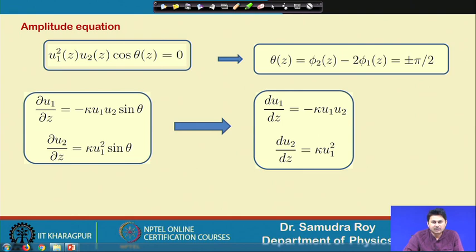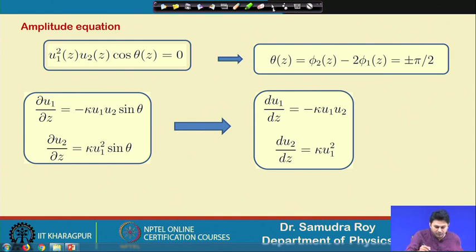This is one condition. Also, in future classes we will see that we can take this pi by 2 as minus pi by 2, and then the same equations will result, only with one sign change: in the first equation, the negative sign in kappa u1 u2 becomes positive, and kappa u1 square becomes negative. Because of this change, we will find that in one case we get amplification and in the other case we get attenuation. We will come to that later.